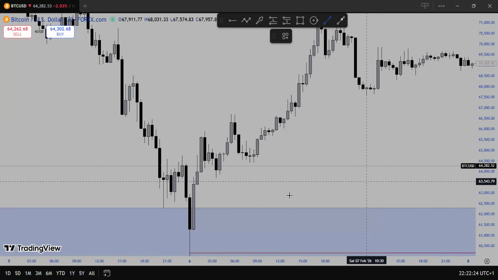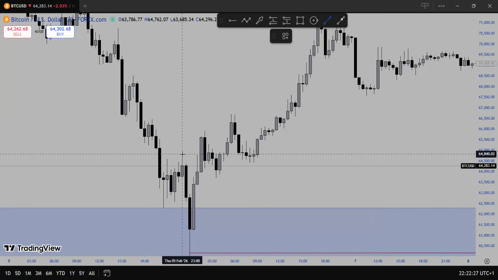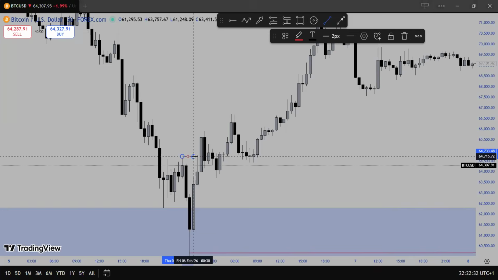But let's start now. So we have a market structure shift at this zone. This zone, we got our market structure shift.